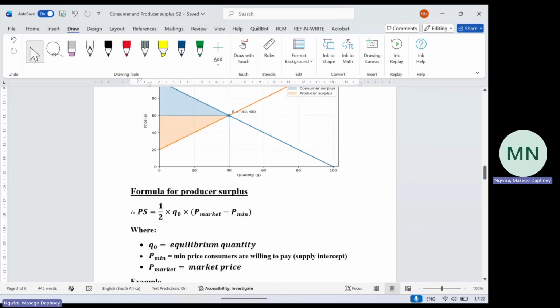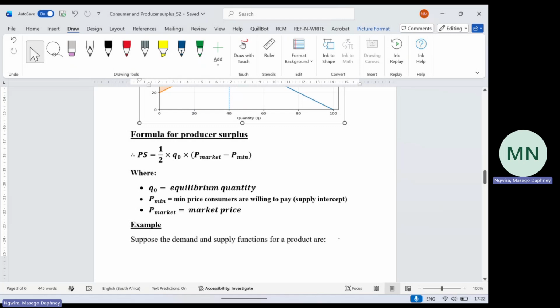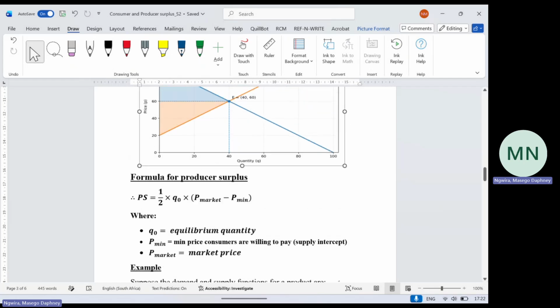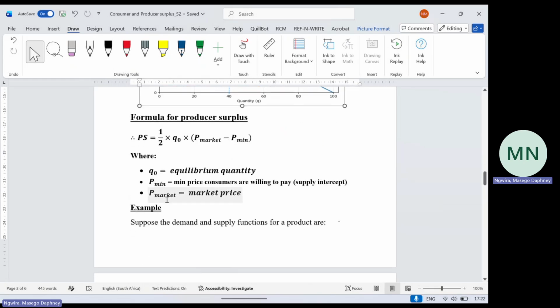So now let's look at the formula. The formulas are almost the same, similar. The only difference is this one is P market minus P minimum. The other one is maximum minus the market price. Okay. So our Q naught is the equilibrium quantity. And then P minimum is the minimum price producers are willing to accept, which is the supply intercept. And intercept is where our graph touches the Y line or the P line. Okay. And then the market P is your market price.